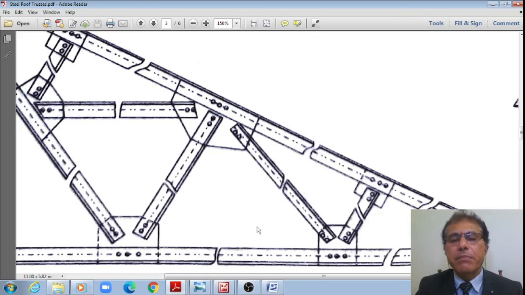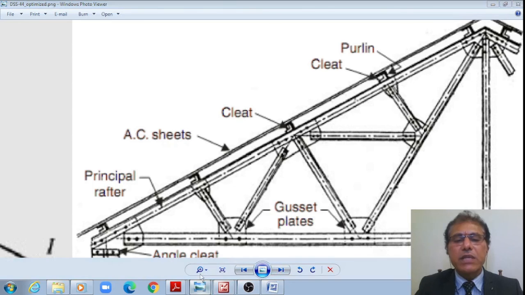as well as the top chord, which is called the common rafter or the principal compression member. I hope you enjoyed the discussion we had in today's class, student.